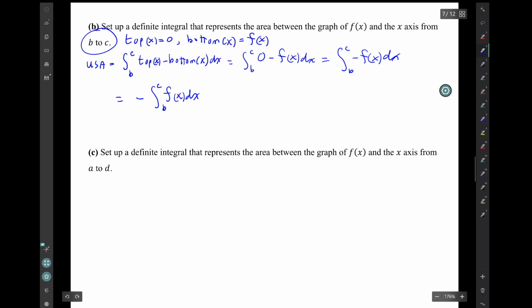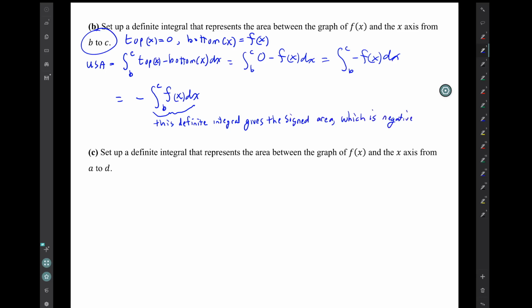So in this expression, this definite integral gives the signed area, which is negative. And then when I stick the minus sign in front, that turns the number into a positive number, which will be the unsigned area.